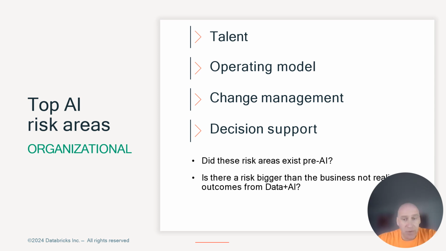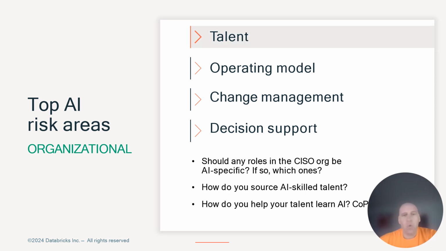Did the risk areas exist pre-AI? Of course they did. But is there a risk bigger than the business not realizing outcomes from data plus AI? So let's explore and dive deeper into some of these risk areas from an organizational point of view. When we're talking about talent, should any roles in the CISO org be AI specific? If so, which ones do you think?